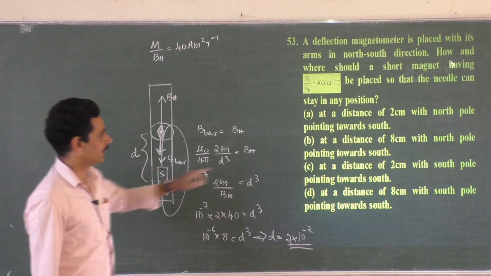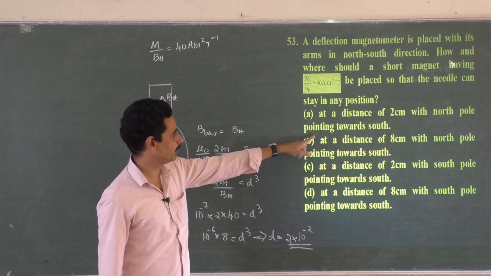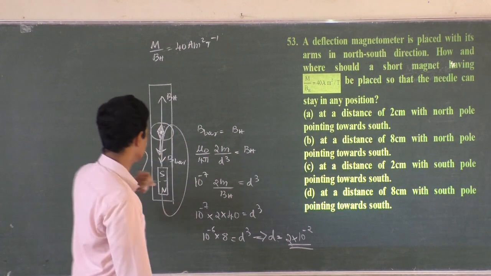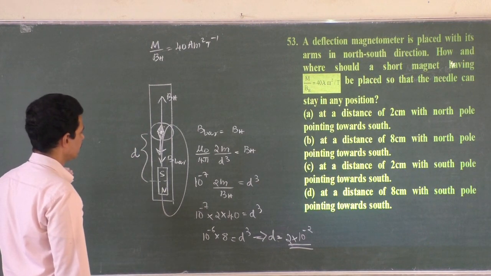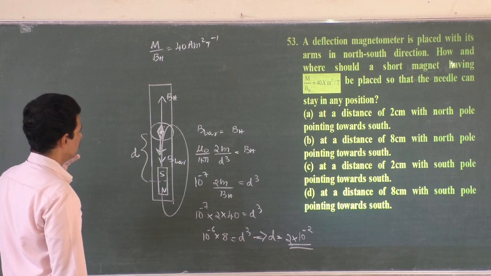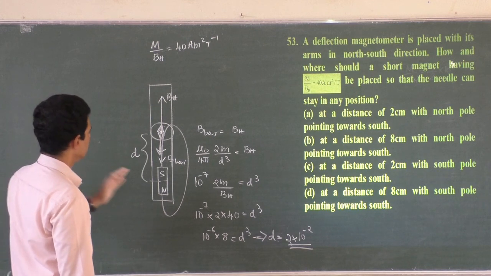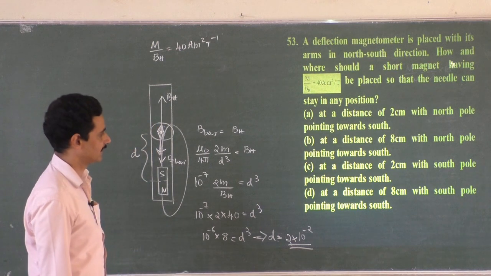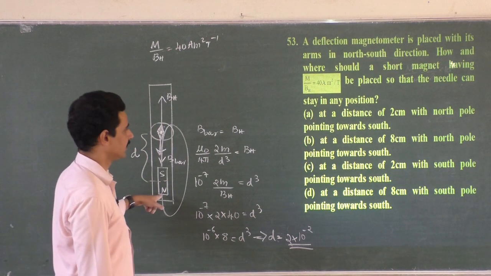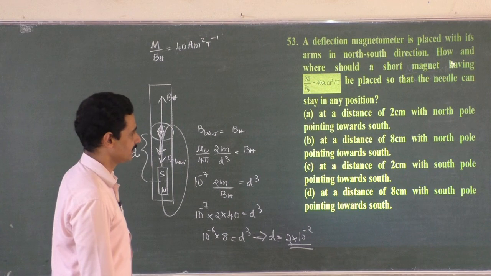So at a distance of 2 centimeter with north pole pointing towards south. North pole pointing towards south. So Earth's magnetic field is in this direction, and a north pole pointing, that is not the answer. At a distance, north pole pointing towards south, as it becomes correct, right? At a distance of 8 centimeter, wrong.